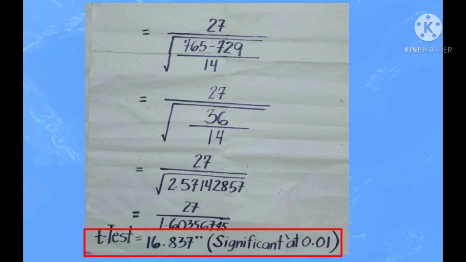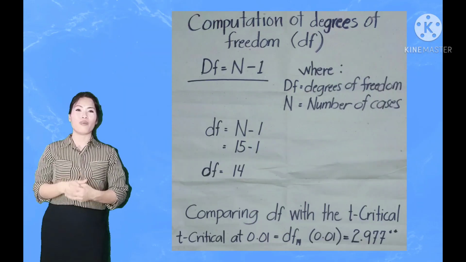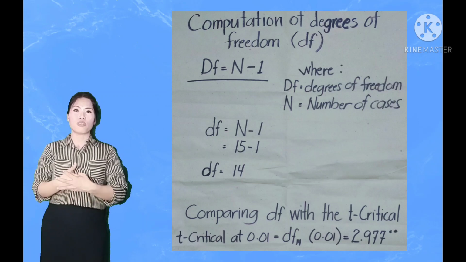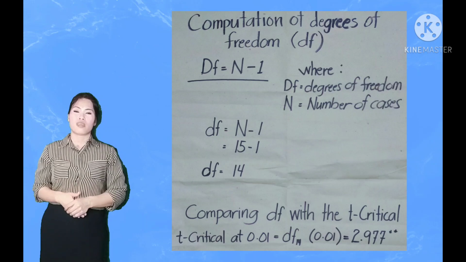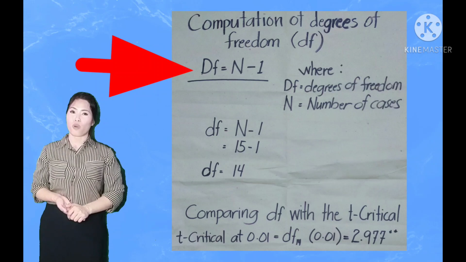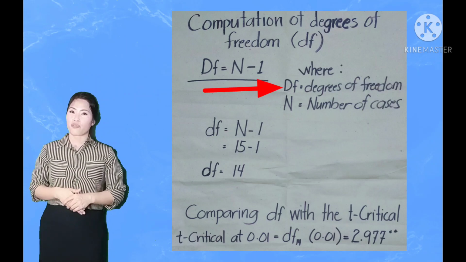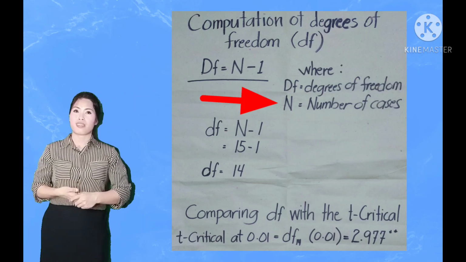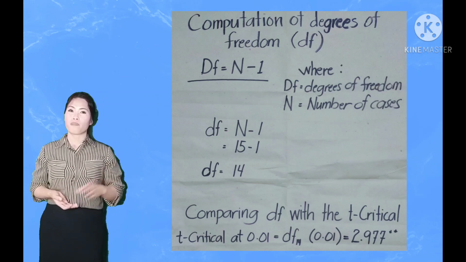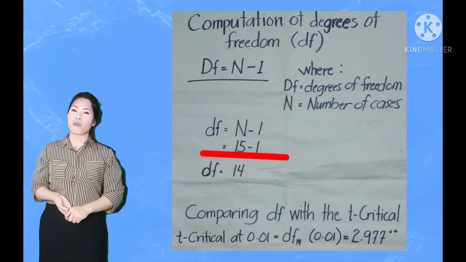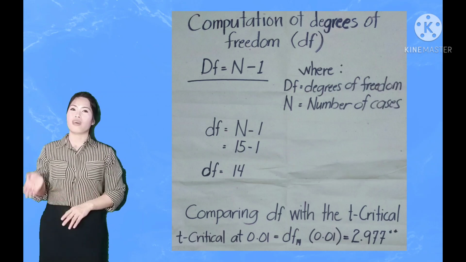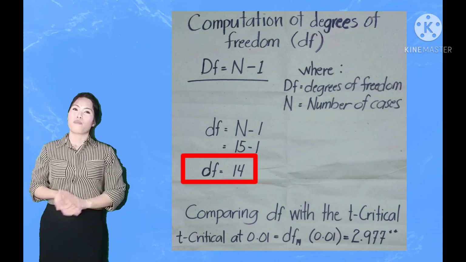Later I'm going to explain it. And so now let's get the degrees of freedom. This is the formula of the degrees of freedom: df equals n minus 1. So df is the degrees of freedom, and n is the number of cases. Because we have 15 panelists, let's put 15 minus 1. So 15 minus 1 is equal to 14. Therefore, our degrees of freedom is 14.